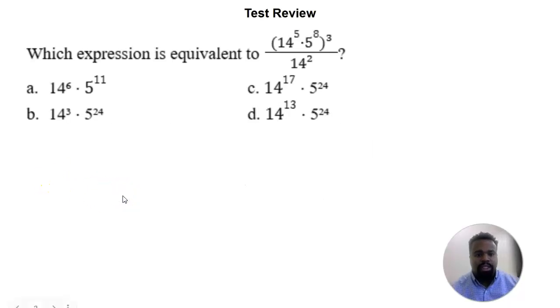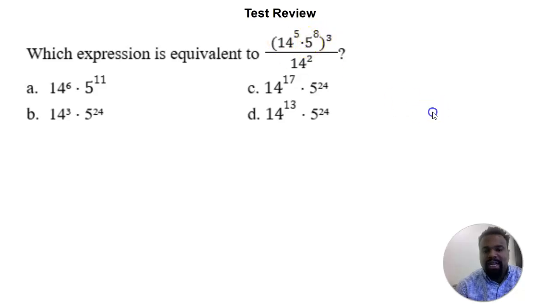Let's take a look at this question. Which expression is equivalent to this here? So what we want to do is apply our properties of exponents to simplify this expression. If we do this, you'll notice we break it down piece by piece. Let's just focus on the numerator first. Notice this is power of a product, so we're taking that outside exponent 3 and raising it to each power inside the parentheses.